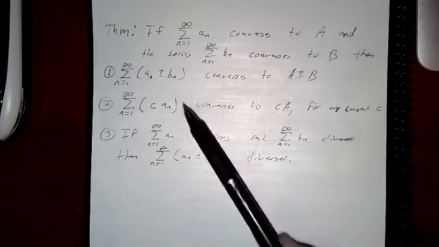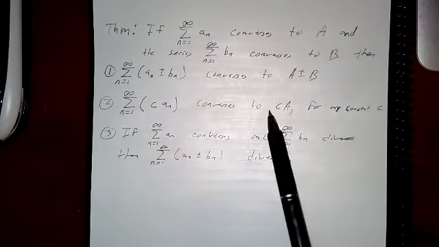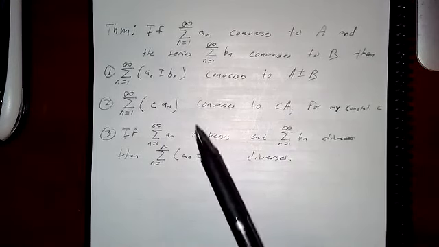So if you know the series converges to A, if you put a number in front of it, it's just going to be C times that number. That's what number 2 is saying.